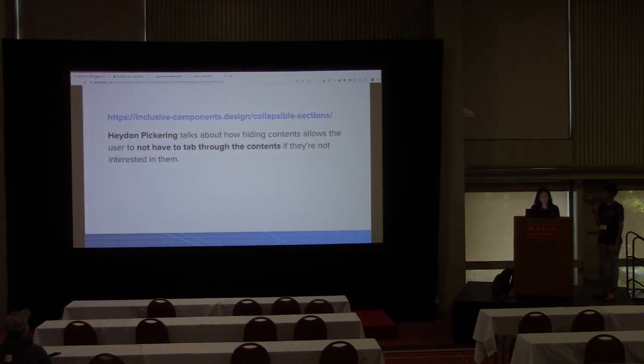Yeah, so there wasn't really a good WCAG item that corresponded with that. But I don't know how familiar some of you are with the main leaders in the accessibility industry. Heydon Pickering is one of them. He has a really good site called Inclusive Components, where he provides examples of different components and the things he does to make them accessible. In his article about collapsible sections, he points out that hiding the contents allows users to not have to tab through all of those contents. They can easily skip over them if they're not interested. That aligned very well with the observation that this participant had made.